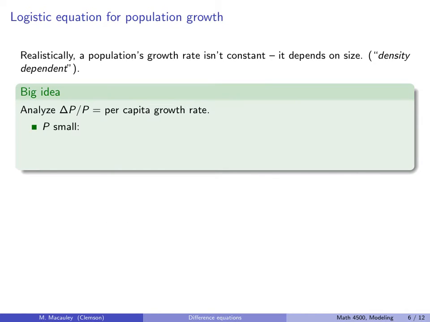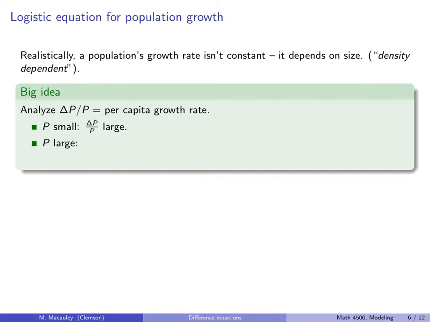Okay, so the big idea of this, well, actually, let's back up a little bit. So population's growth rate realistically is not constant. For exponential growth, we assume that it's some constant rate r. But really, it depends on size. We say it's density dependent. So the big idea here is that we want to analyze the per capita growth rate, delta P, so the rate of change per person. So when P is small, then we want this per capita growth rate to be large.